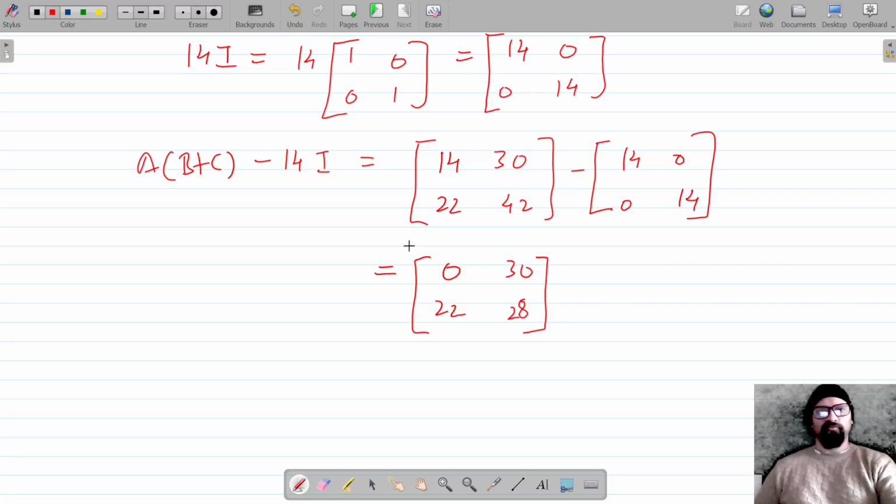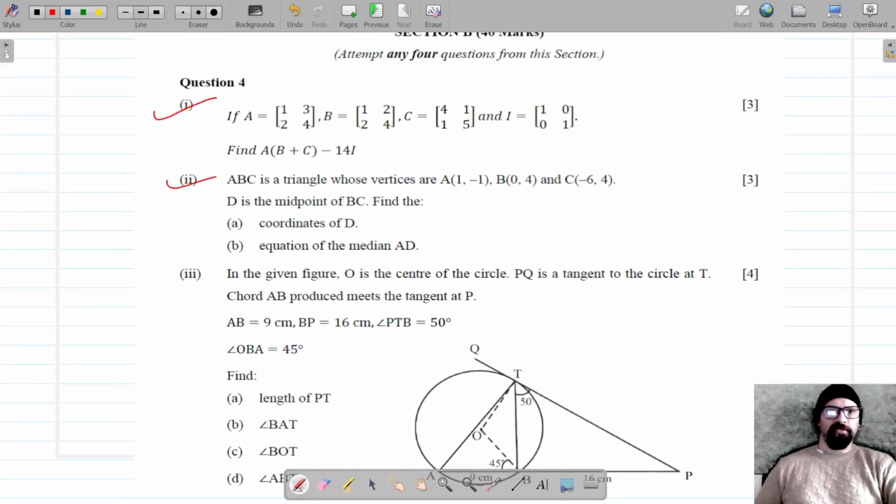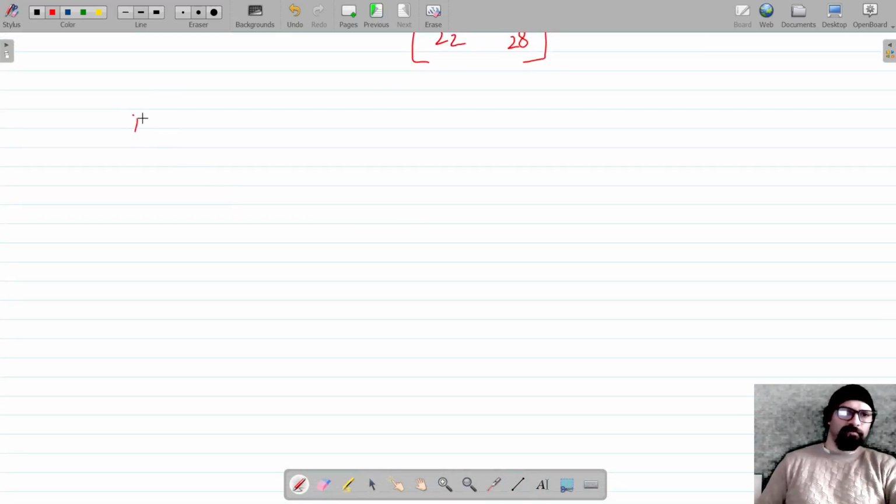Okay, let's move on to the second part. The first one is done. Second one: ABC is a triangle whose vertices are given. D is the midpoint of BC. We have to find the coordinates of D and the equation of median AD. Okay, this is the second part.